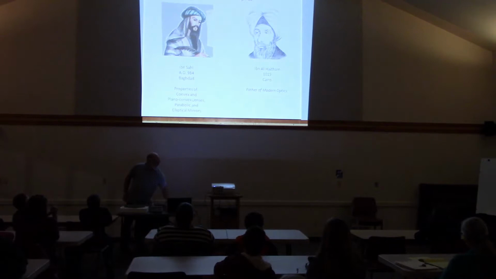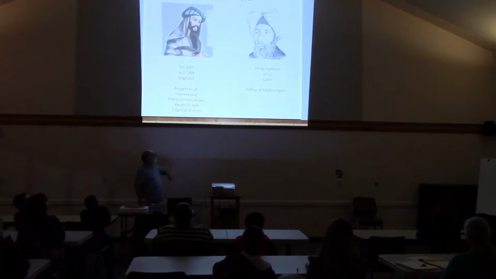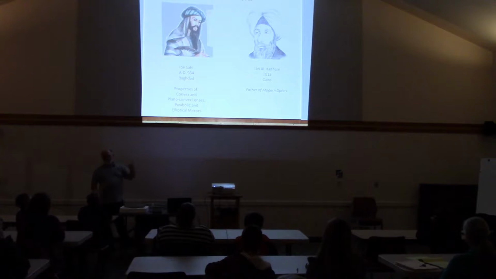As time went on, there were advances in optics. Ibn Sahl in Baghdad wrote about the properties of convex and plano-convex lenses, and parabolic and elliptical mirrors. The mathematics for this was known to the Greeks, but he was able to graph out the refractive and reflective qualities of all of those. His work was carried on by Ibn al-Haytham in Cairo. He's considered the father of modern optics. He made more advances on Snell's Law from what Ibn Sahl had. But all this information, once it was in the Arab Empire, it was only a matter of time till it got to Spain, crossed the border into France, and became common knowledge in Europe.